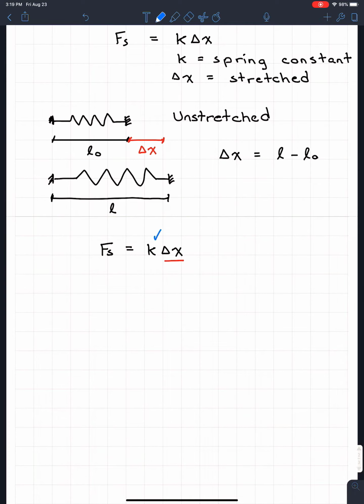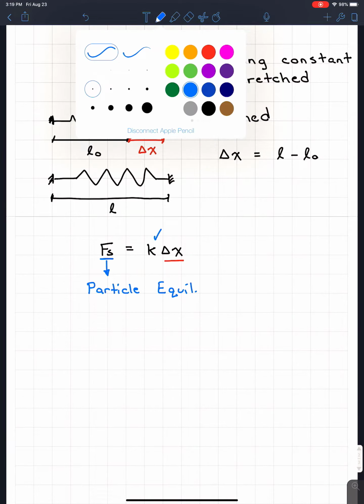So K we don't have to worry about. The only thing we have to worry about is the force in each of the springs. But that's easy to find because we know how to do particle equilibrium. So I'm just going to write particle EQIL, done. Particle equilibrium.